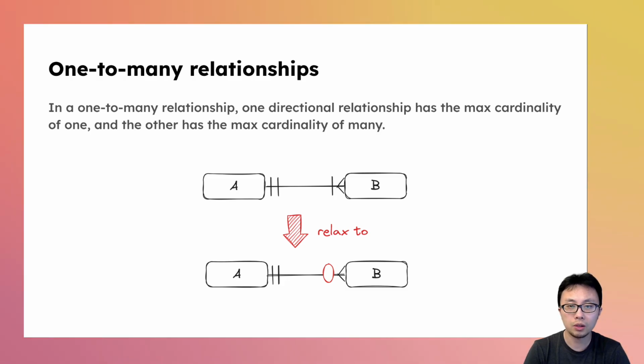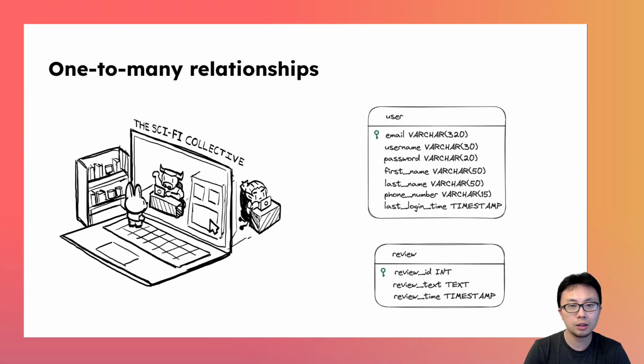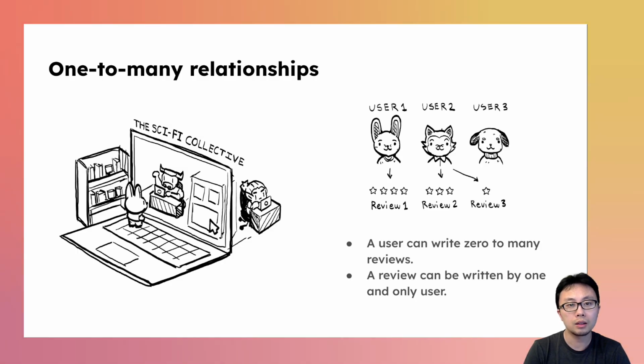Let's look at a few examples. Imagine that you're working towards designing a database for an online store named the Sci-Fi Collective, and have identified two entities, user and review. The extracted relationships between the two entities can be summarized as following. A user can write 0 to many reviews. A review can be written by one and only one user.